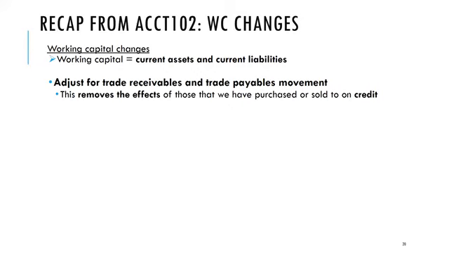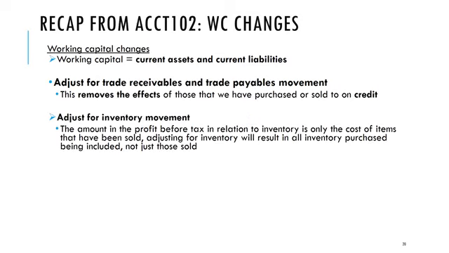So our working capital changes, we know the focus there is on the current assets and the current liabilities. We're adjusting for trade receivables and trade payables movements. And this adjustment is ultimately going to remove the effect of those that we have sold or purchased on credit. Whereas our inventory adjustment is going to be based on our inventory purchases as well, or perhaps being sold.